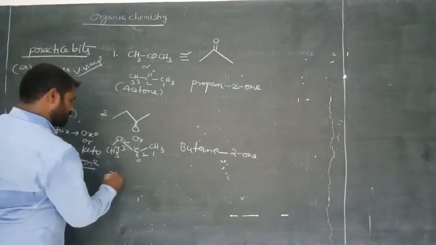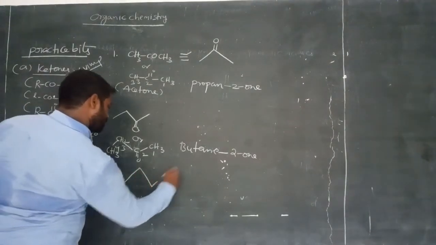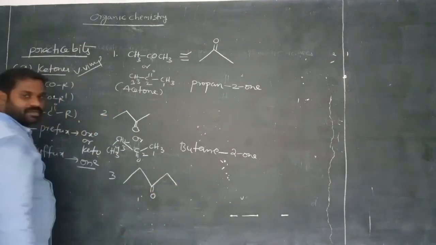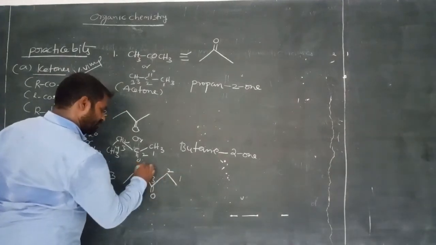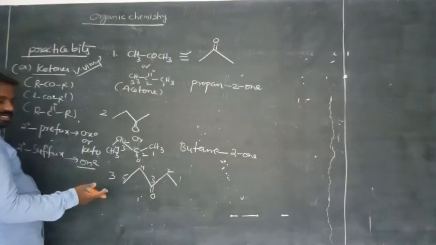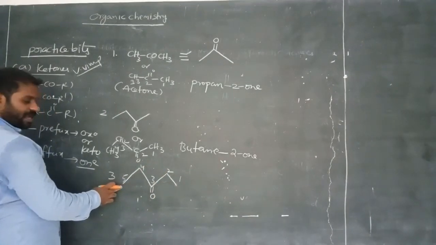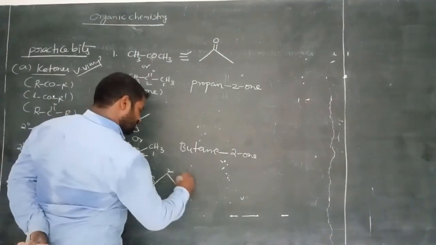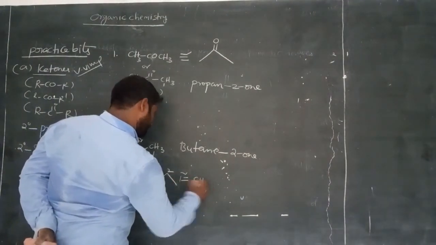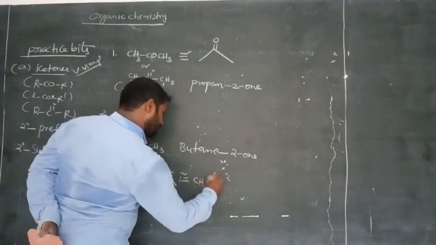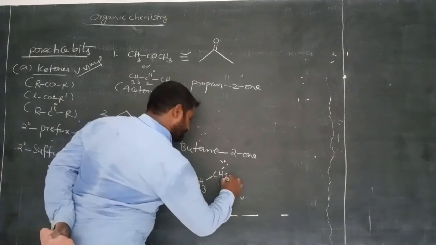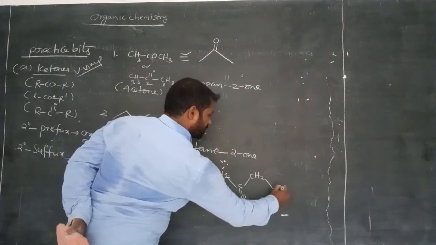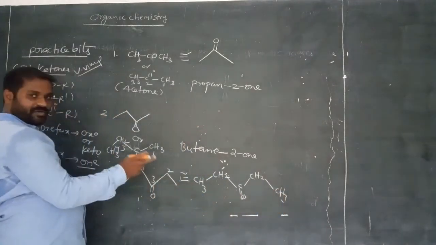Butan-2-one. What about this one, students? So 1, 2, 3, 4, 5. Am I right? Keto group or not? Ketone. So how many carbons does it consist of? 5 carbons. Okay, so can I elaborate this structure? CH3 bond CH2 bond C double bond O, bond CH2, bond CH3. This is the meaning of that structure.